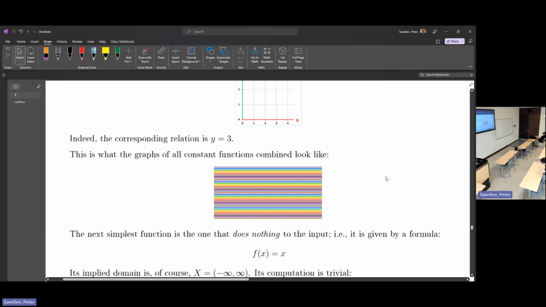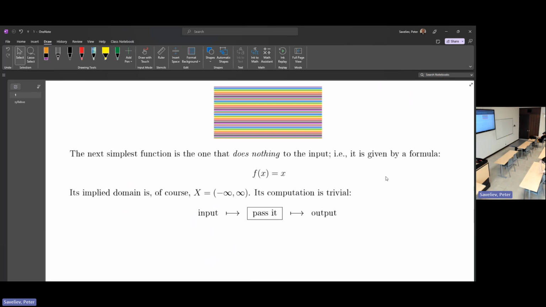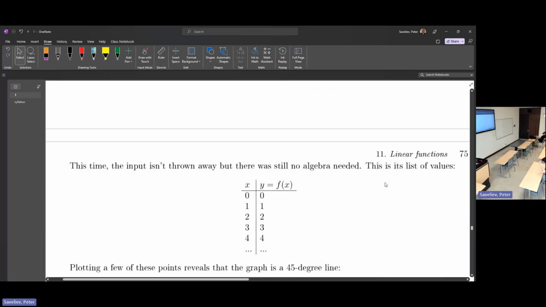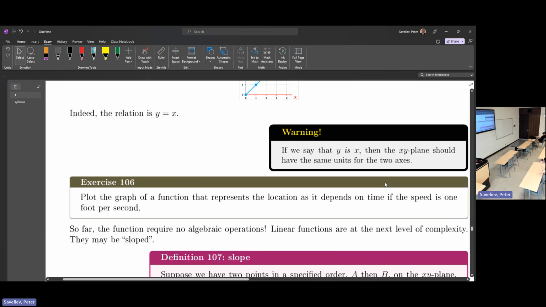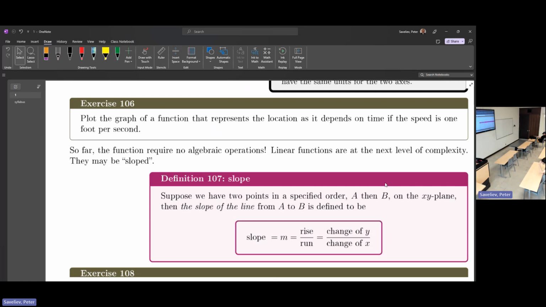Constant function, the simplest linear function, is constant. Then the simplest linear function that's not constant is x, which means that you do not do anything to the input, you just pass it, and that's the output. So that's the simplest function. And then you can combine. This is the data, this is the graph. So once again, the simplest functions. The main characteristic of a general linear function is its slope, rise over run. Familiar with that, I hope.